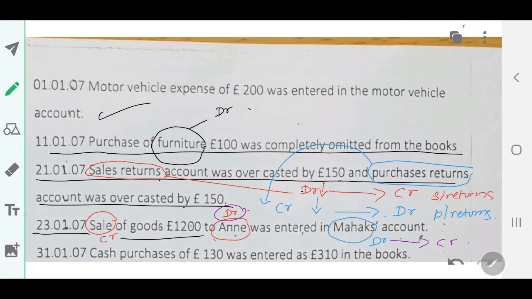Last transaction, cash purchases of 130 was entered as 310 in the books. The cash purchases, the usual entry is cash you credit and purchases you debit. Now it is overstated, you have to bring down the value of cash, therefore you debit it. You have to bring down the value of purchases, therefore you have to credit it. So purchases, credit. Cash, debit. Remember, the debit entry comes first.